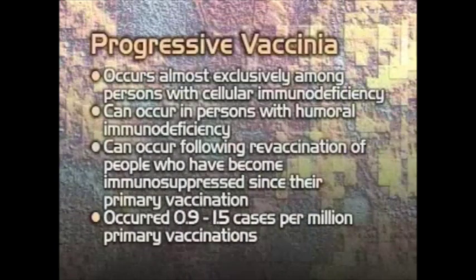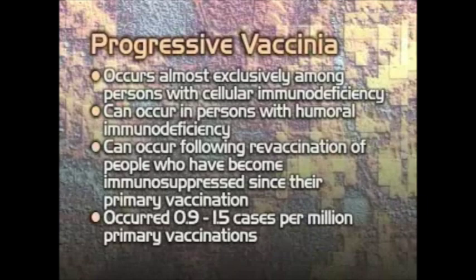This person has progressive vaccinia, also known as vaccinia necrosum. Progressive vaccinia is a severe, potentially fatal illness characterized by a non-healing vaccination site with progressive necrosis. Metastatic lesions are often present. Progressive vaccinia occurs almost exclusively among persons with cellular immunodeficiency, but can also occur in persons with humoral immunodeficiency. Progressive vaccinia can occur following revaccination of people who have become immunosuppressed since their primary vaccination.